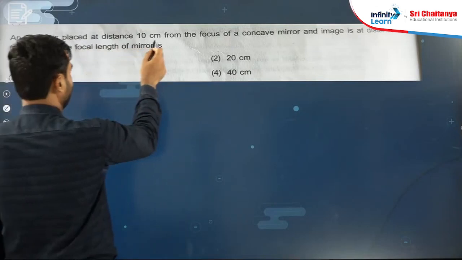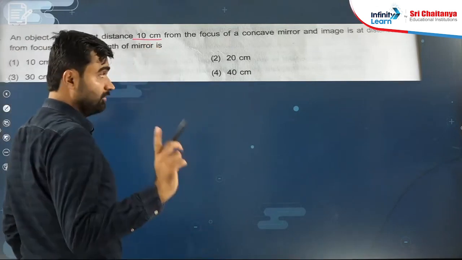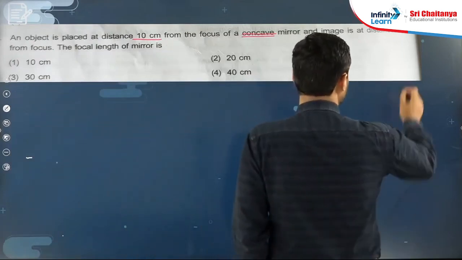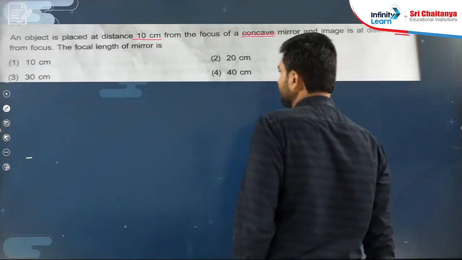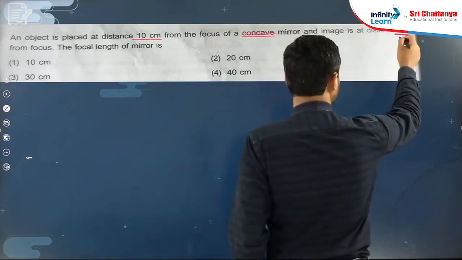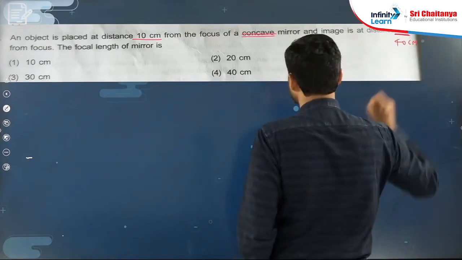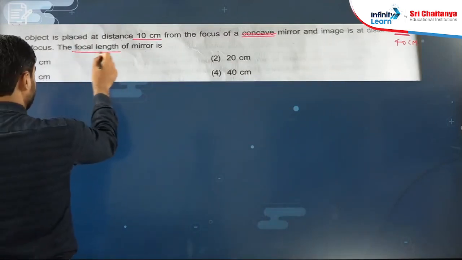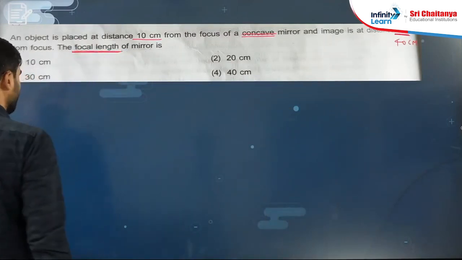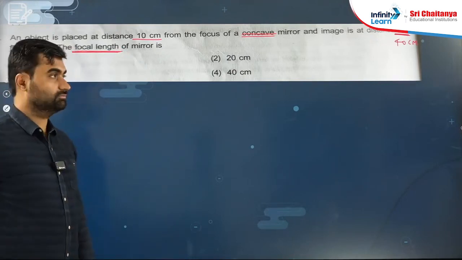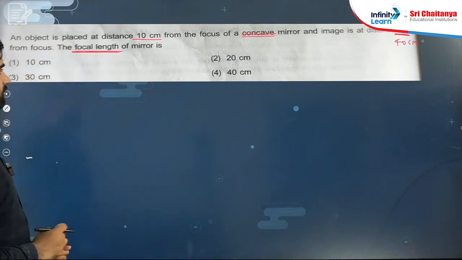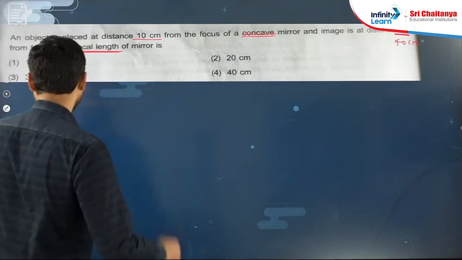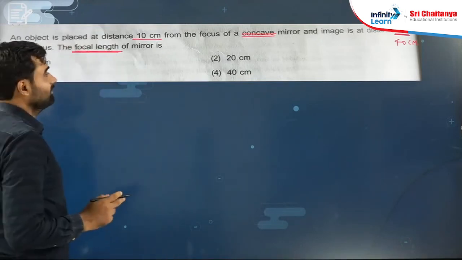An object is placed at a distance of 10 cm from the focus of a concave mirror. Remember which mirror is given. And the image is at a distance, image position also given here, 40 cm from the focus. We have to find the focal length of the mirror. Focal length value is how much? Now solve this question and let's check which one is correct.